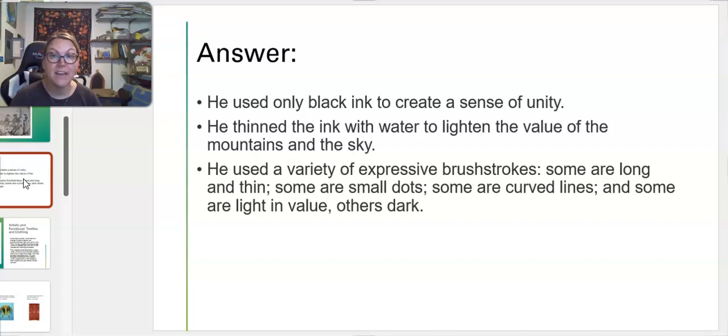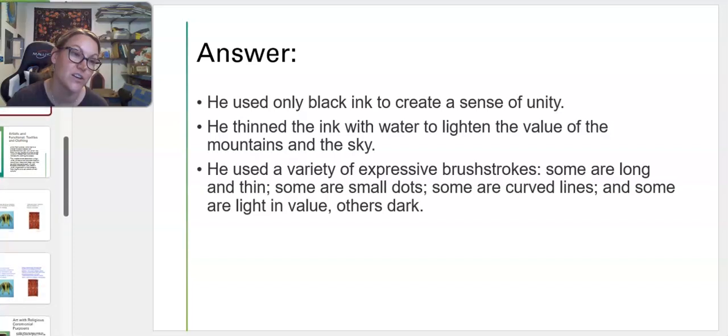He used only black ink to create that sense of unity we were talking about. He thinned the ink with water to lighten the value of the mountains and the sky. He used a variety of expressive brushstrokes. Some are long, some are thin, some are small dots, some are curved lines, and some are light in value, others dark.